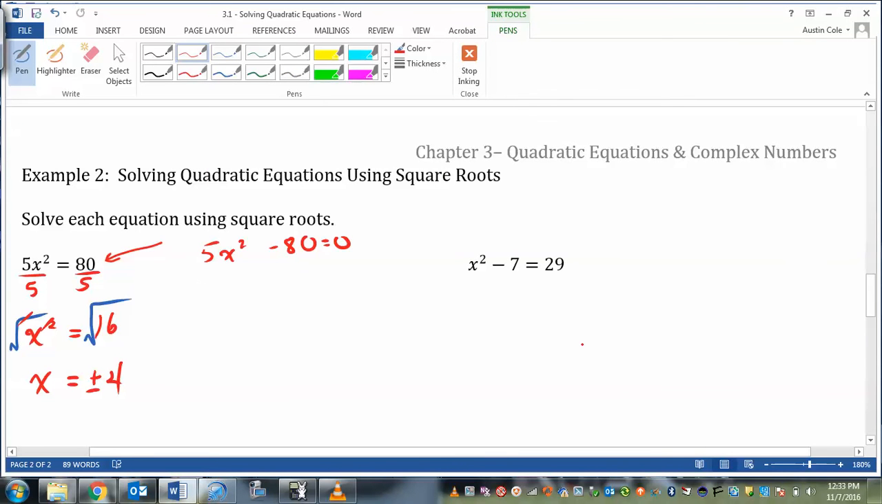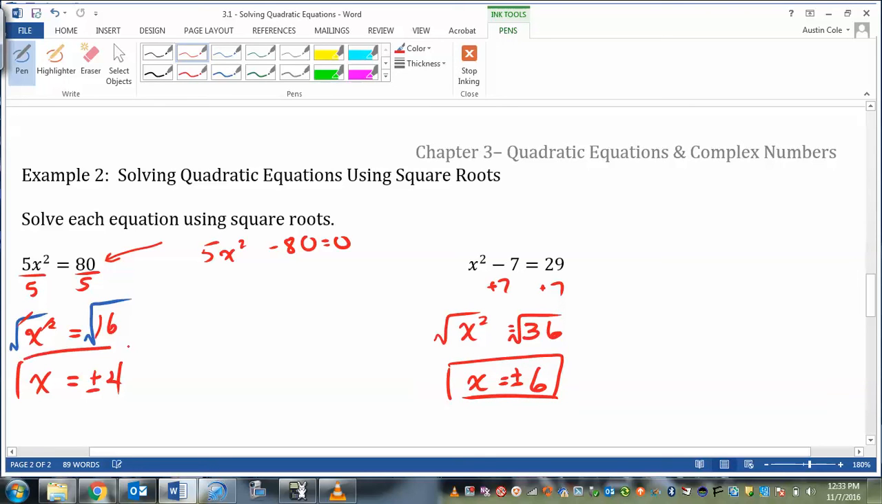Okay, here we go. What are we going to do here? We're going to add 7 to both sides. I'm going to get x squared equals 36. Now I can square root both sides. X is going to equal, what's the square root of 36? 6. But it better be plus or minus. If we graph that thing, if we minus 29 to the other side and graph it, where's the graph going to cross the x-axis? Positive 6 and negative 6.